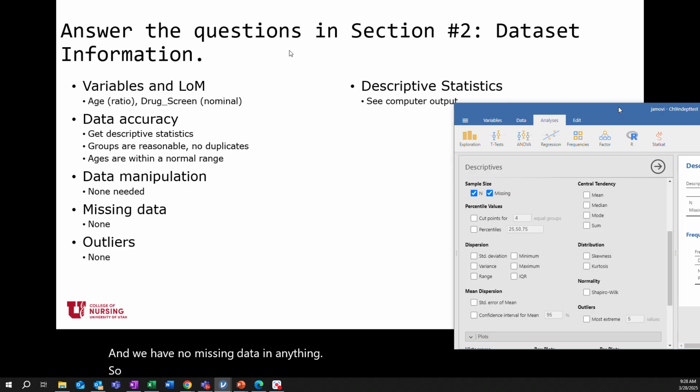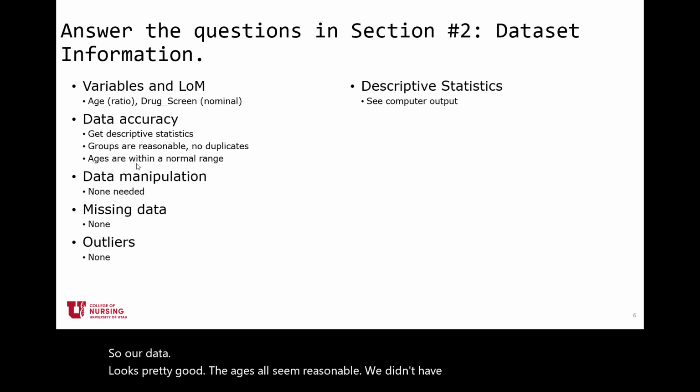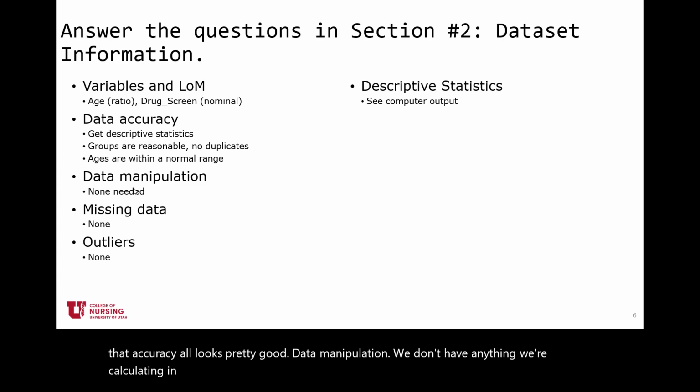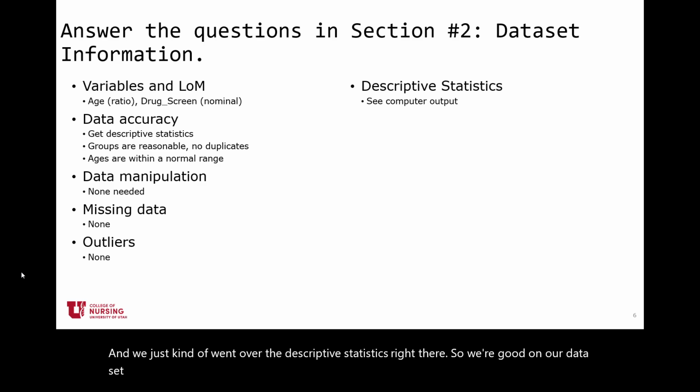So our data looks pretty good. The ages all seemed reasonable. We didn't have any 500-year-old people. So data accuracy all looks pretty good. Data manipulation: we don't have anything we're calculating in this data set, so nothing there. We didn't have any missing data. We didn't see any outliers. And we just kind of went over the descriptive statistics right there. So we're good on our data set information.